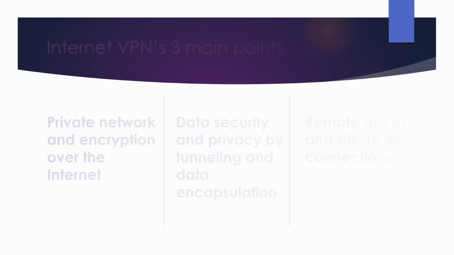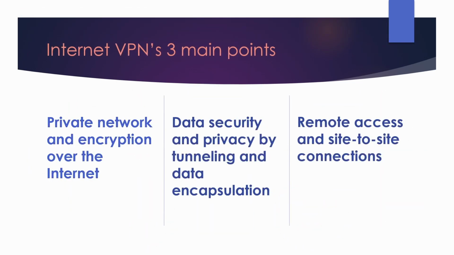Here are Internet VPN's three main points. First, Internet VPN is a secure virtual private network that encrypts and transmits data over an IP network, i.e., the Internet. Second, Internet VPN ensures data security and privacy by utilizing tunneling, data encapsulation, and encryption. And third, Internet VPN is used in various network scenarios such as remote access and site-to-site connections, providing a secure communication environment.